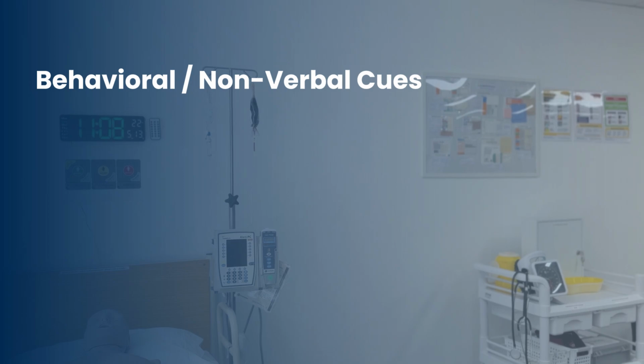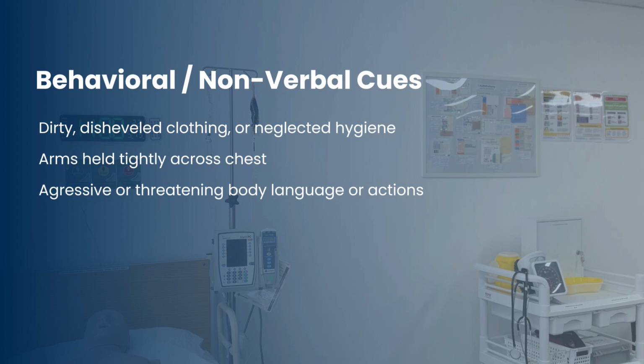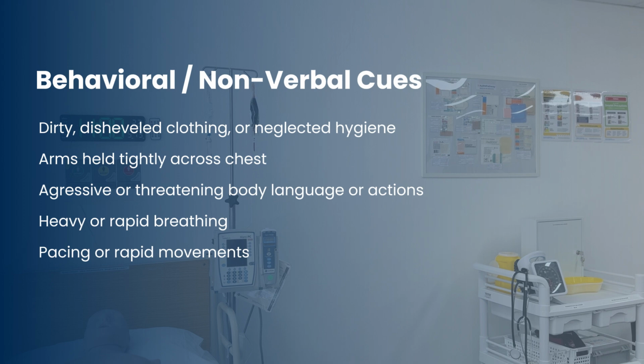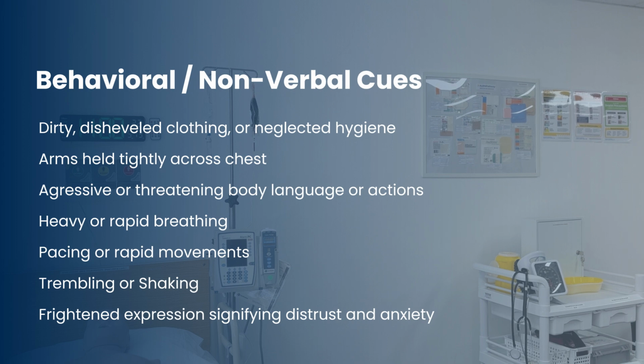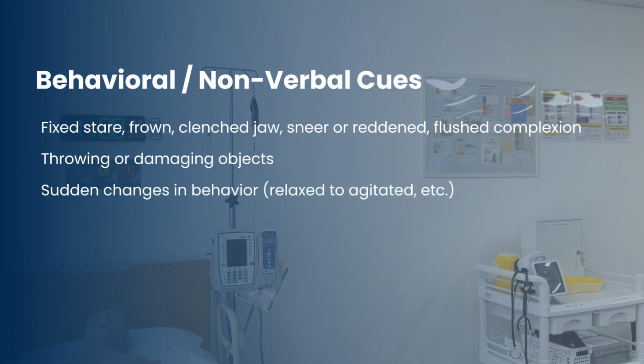Now let's look at the behavioral and verbal cues that can help you identify a possibly disruptive patient. Some behaviors or non-verbal cues of a possible disruptive patient may include dirty, disheveled clothing or neglected hygiene, arms held tightly across their chest, aggressive or threatening body language or actions such as clenched fists, pointing or slamming doors, heavy or rapid breathing, pacing or rapid movements, trembling or shaking, a frightened facial expression signifying distrust or anxiety, a fixed stare, frown, clenched jaw, sneer, or reddened, flushed complexion, throwing or damaging objects such as pens or magazines, sudden changes in behavior from seeming relaxed to quickly becoming agitated, sad, or excited, indications of drunkenness or substance abuse.